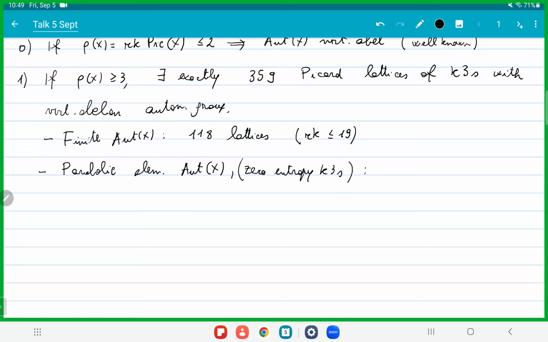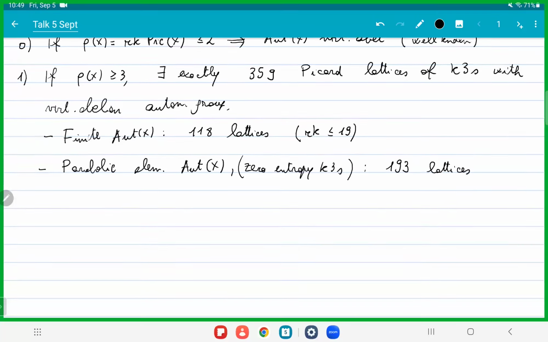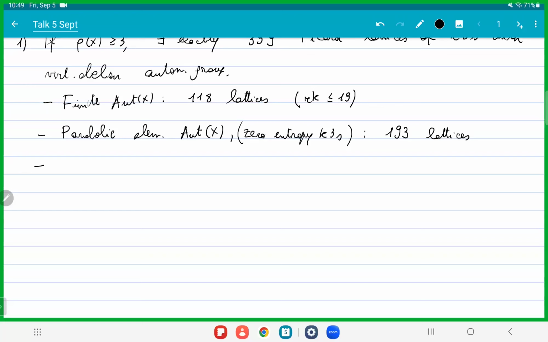These were classified by us and Chunyu at the same time, and there are 193 lattices. And then in the last work, we finally completed this classification by classifying those hyperbolic elementary automorphism groups. Turns out there are 48 lattices here.